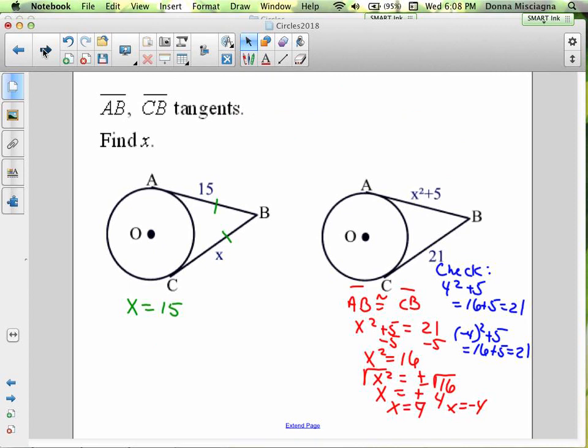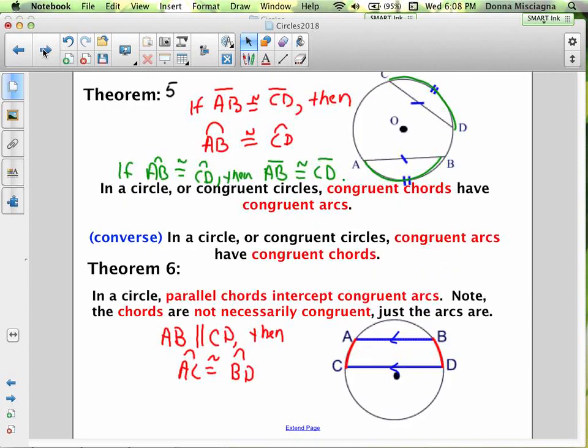And these two are the last of our properties we're going to learn about in terms of segments of circles. We'll be focusing afterwards on angles and arcs in circles. All right, so theorem 5: if AB is congruent to CD, then arc AB is congruent to arc CD. In other words, if we have two chords in a circle, and those two chords are congruent, the arcs that are created by those chords are also congruent. And I have them marked here, but I'll just outline them again.